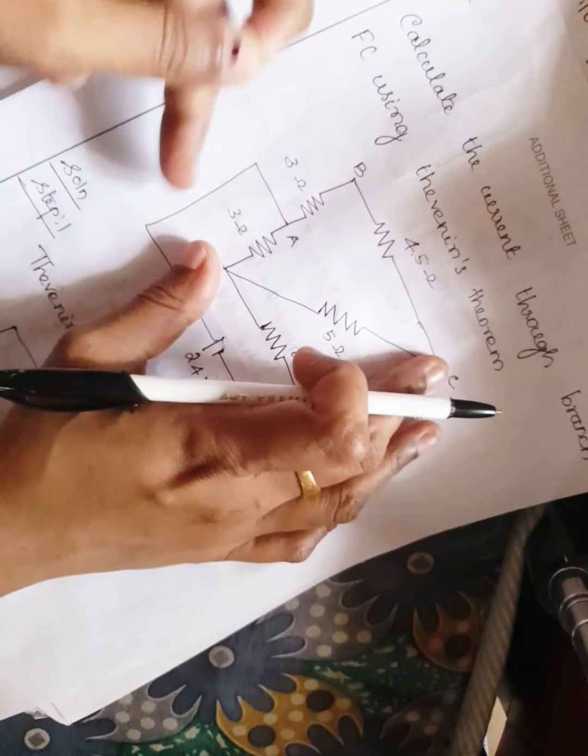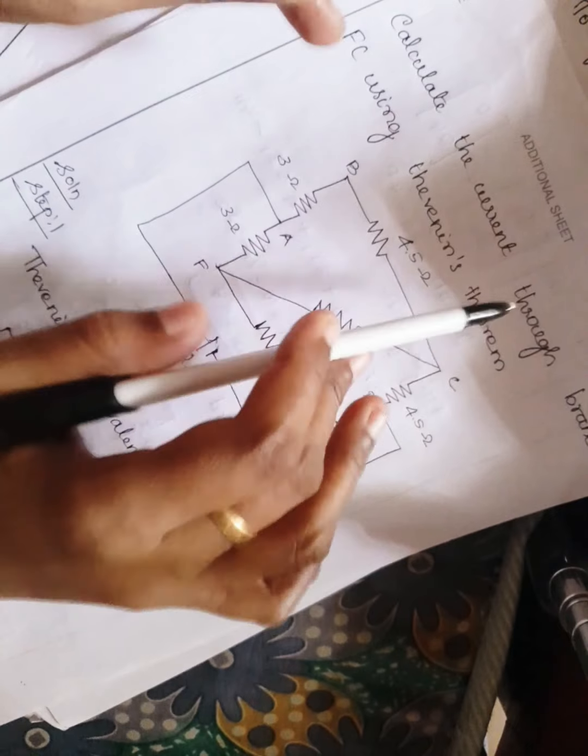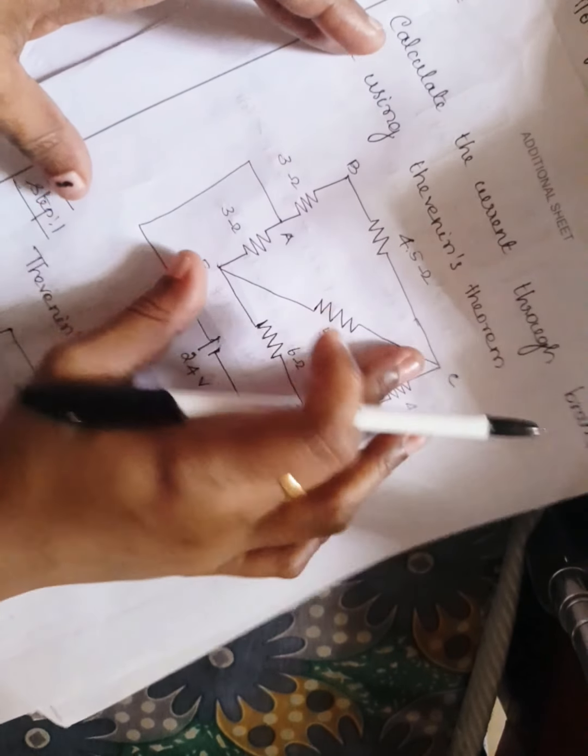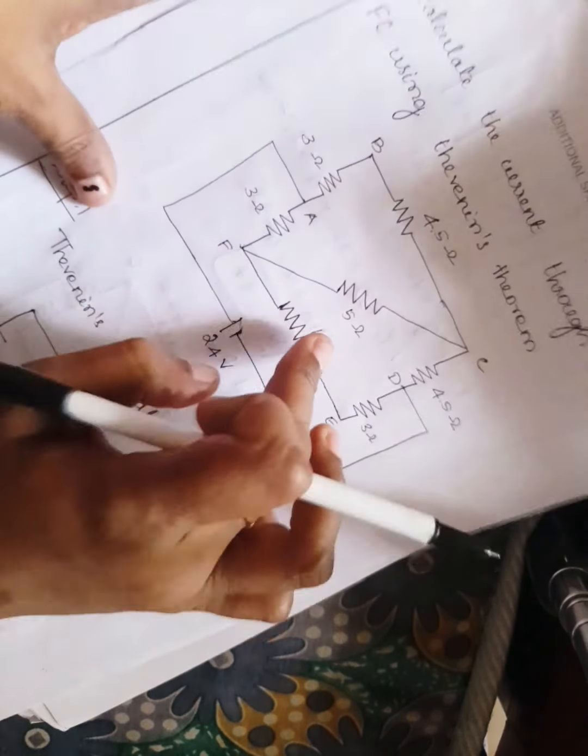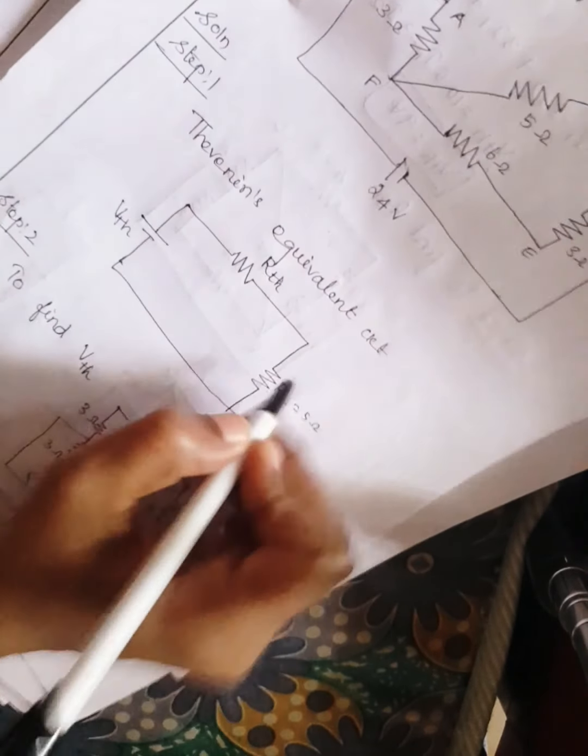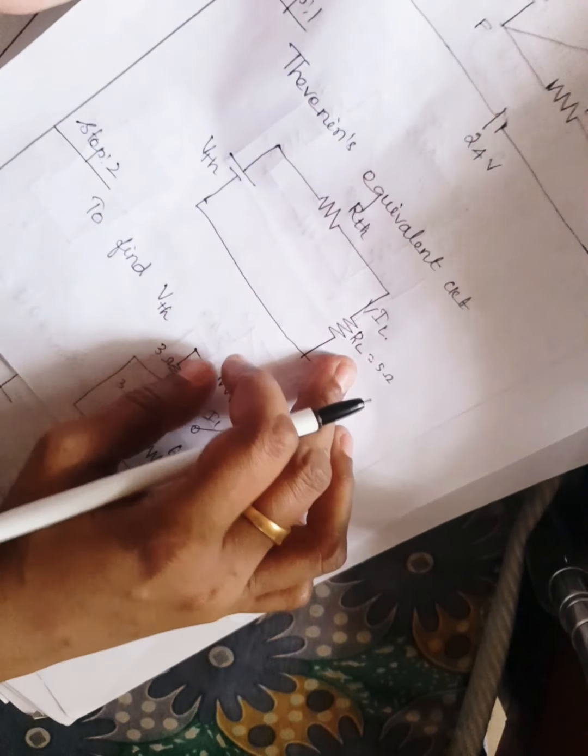Okay, so here they have given us, you want to find the current through the branch FC. So here in this branch there is a resistor, 5 ohm, so we are assuming this is the load resistance. Okay, so RL is equal to 5 ohm, and here the IL current is the current flowing through resistor RL. So first step, you want to find VThevenin.